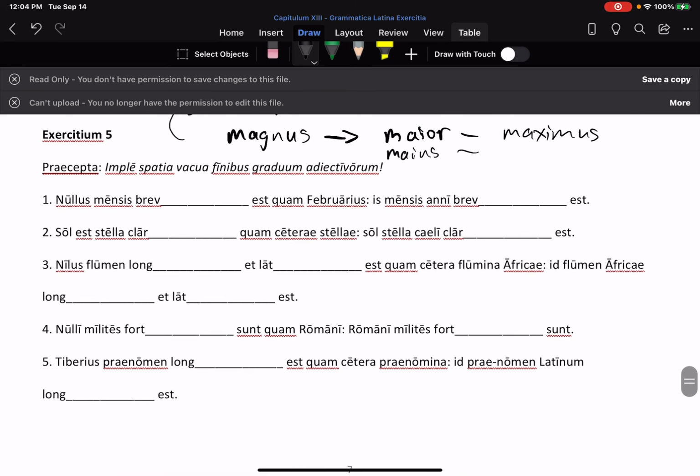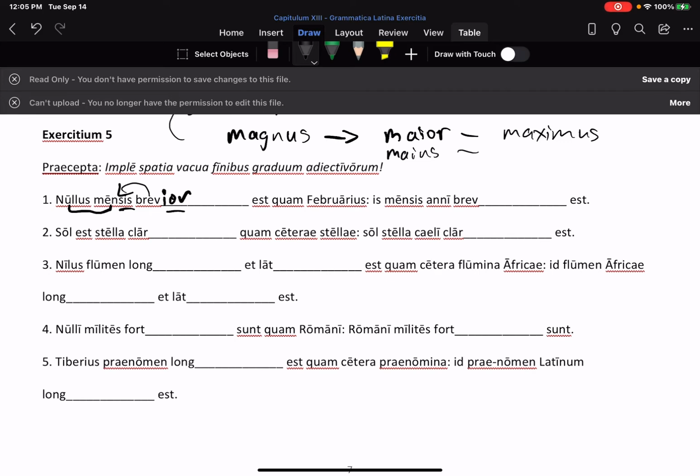So let's move on to exercise 5. Imple spatia vacua finibus graduum adiectivorum. So we're supposed to fill in the empty spaces with the correct endings. Bene, nullus mensis brevi blank est quam Februarius. So we saw this one above, right? Februarius is the shortest month, which means that nullus mensis, no month, brevior est quam Februarius. And brevior modifying the mensis, so it's in the same nominative case.